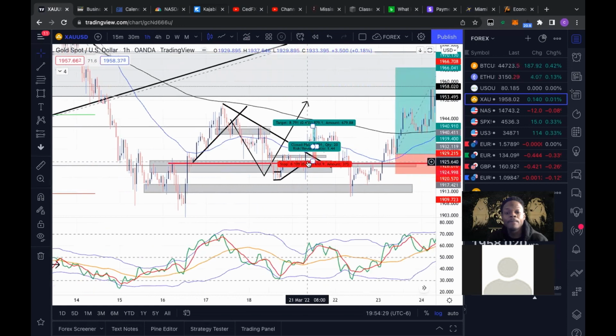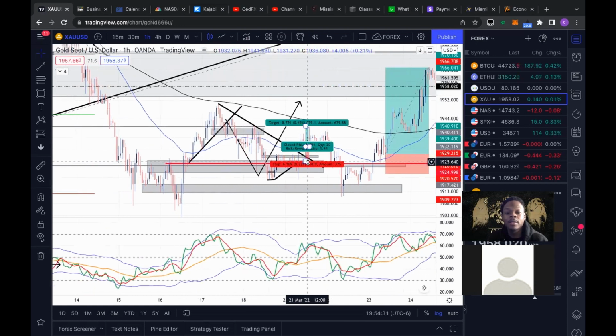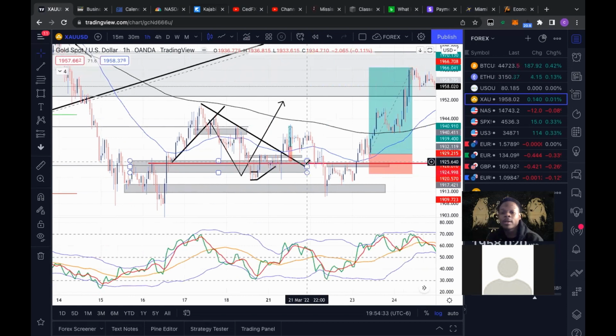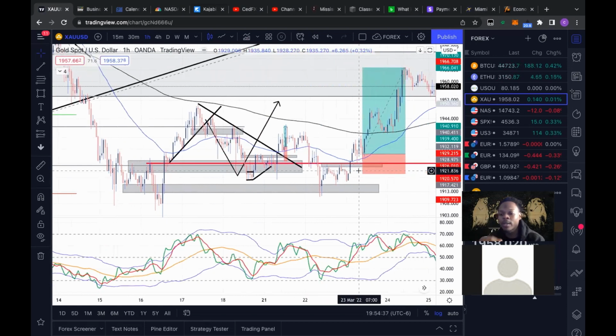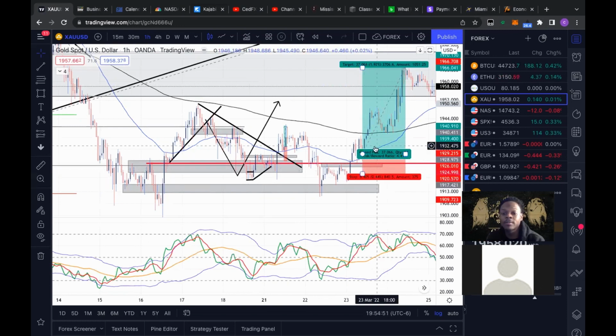Now, in some cases, setting it outside of structure doesn't mean that your stop loss won't get hit. But a common mistake that a lot of people make is that they believe that because their stop loss got hit, their trade is no longer valid, which is not true. The market can hit your stop loss, but still go in your direction.